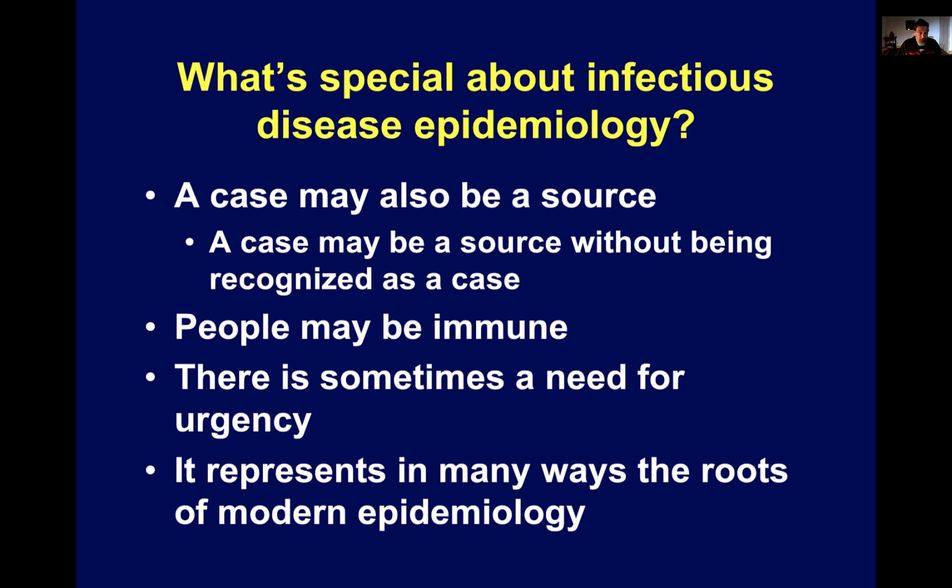And this is this whole notion of asymptomatic spread or pre-symptomatic spread, which we've been hearing about in the current pandemic situation. Another one is that people may be immune after they become infected or after they receive a vaccine. And this is something that we have to factor into how we understand or predict the likelihood of spread or risk in populations. There's sometimes a need for urgency, and it represents in many ways the roots of modern epidemiology.